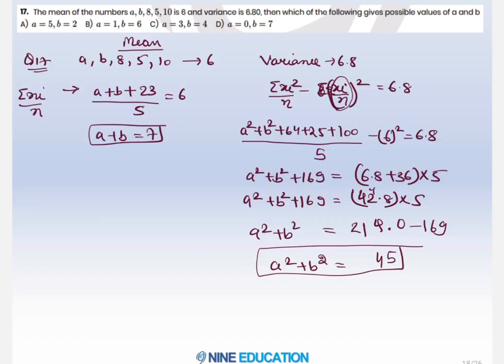So rather than finding the complete values, what we can do is just substitute and find the exact answer. Or else if we want to find, we can do that also, but I prefer to do it by options. So 5 plus 2 is 7, it is satisfying. But 5 square plus 2 square is 29, so it's not satisfying. 1 plus 6 is 7, right? 1 square plus 6 square is 37, so it's not satisfying. 3 plus 4 is 7, but 3 square plus 4 square, 16 plus 9, 25.